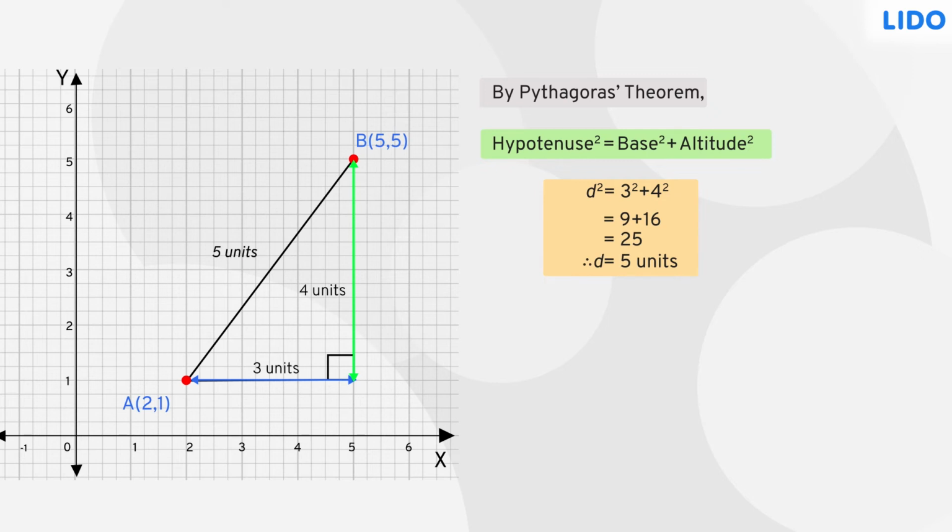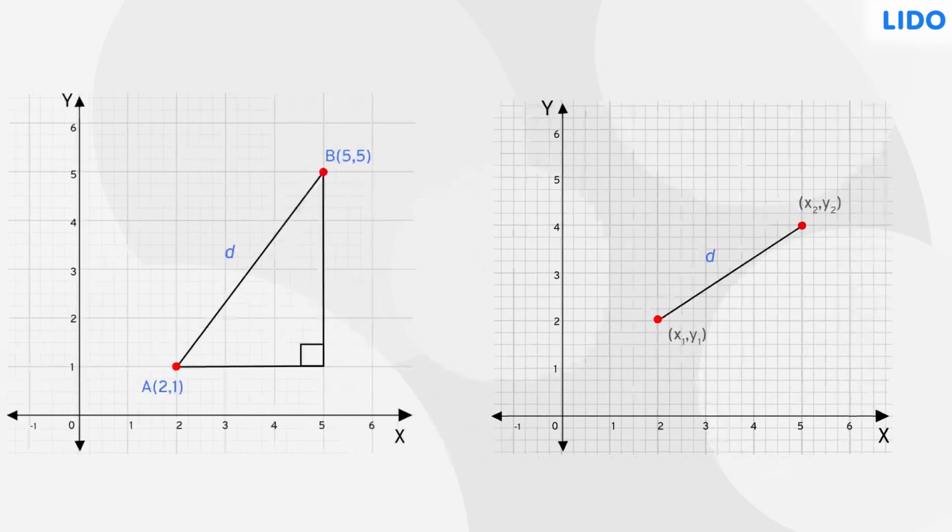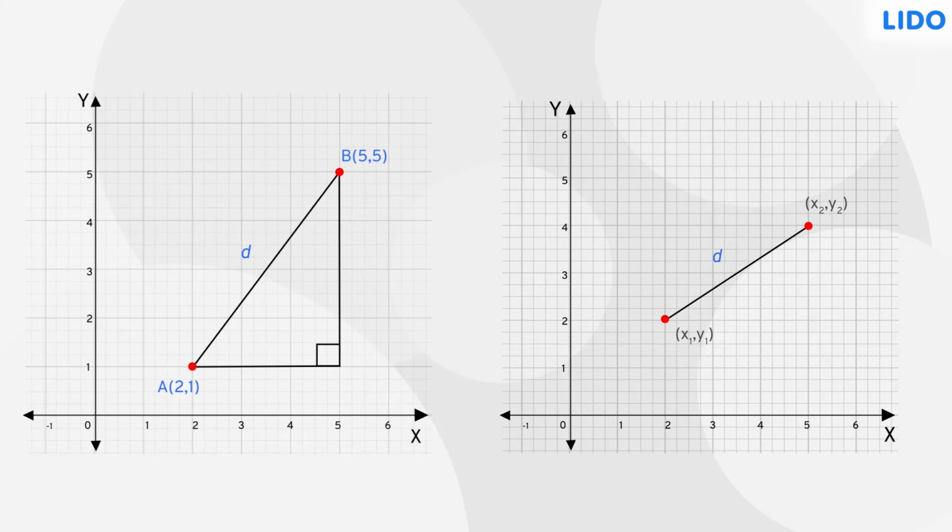Yay! We figured out the distance between 2 points on the Cartesian plane using Pythagoras' theorem. Now, let's imagine 2 random points at coordinates (x1, y1) and (x2, y2). Is it possible to find the distance between these 2 points? Yes, it is. Like earlier, we'll use Pythagoras' theorem and replace the numbers with x1, y1 and x2, y2.